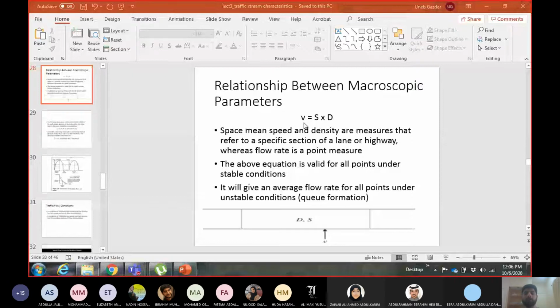So the problem is how can I make this equation work? So there's a limitation to make this equation work. The limitation is that this equation can give you flow rate at any point on a uniform section. If your section is a uniform section, and I will just define what we mean by a uniform section, then you can use this equation to calculate rate of flow at any point.